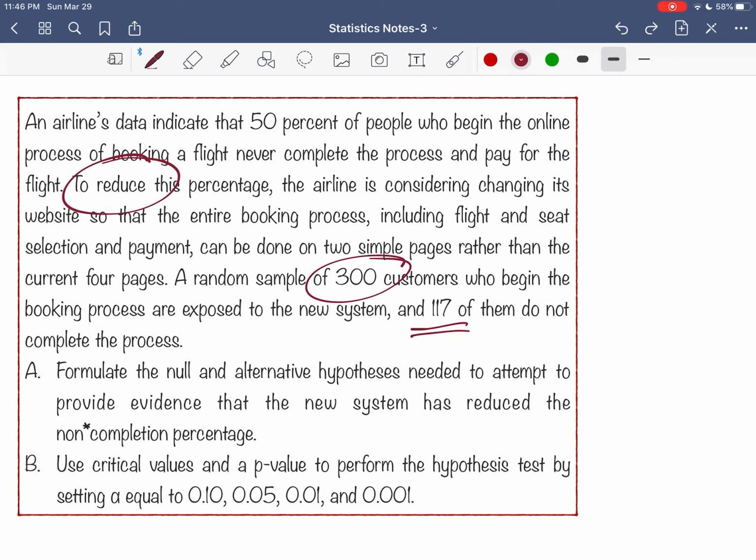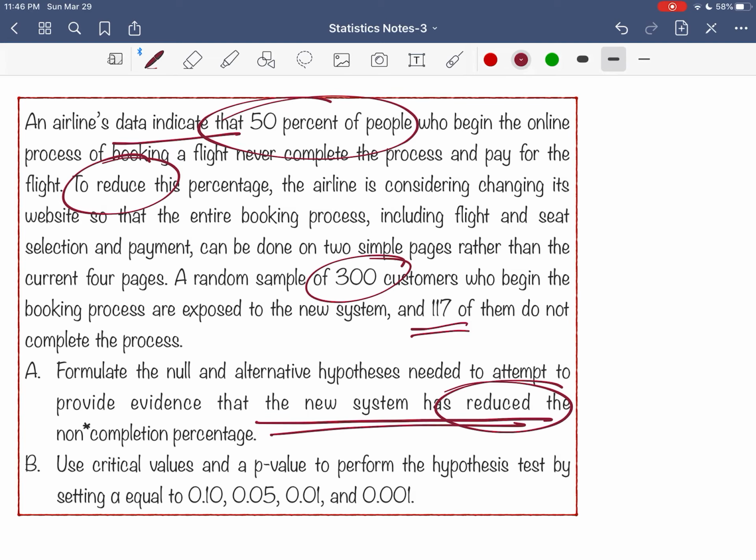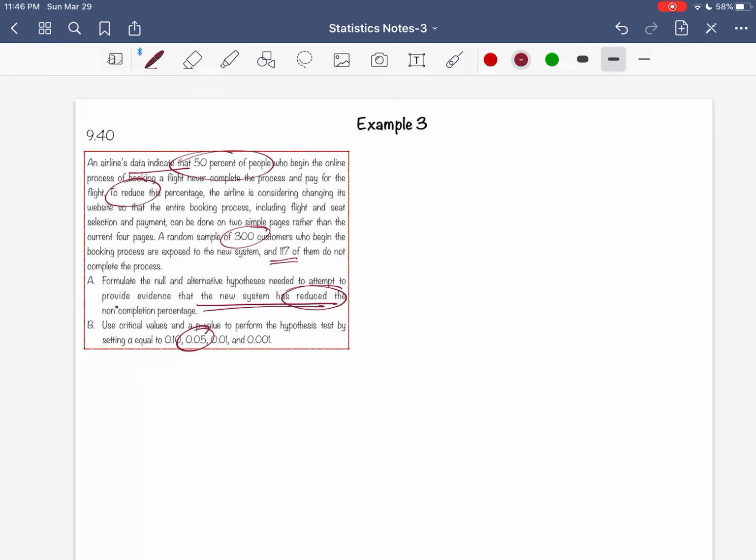And the theory that they want tested is, does the new system reduce the non-completion percentage? Does it reduce that value? Right now, the data indicates that 50% of people do not actually go through with it. And the critical value that needs to be used is alpha equal to 10%, 5%, 1%, or 1/10 of 1%. And so for simplicity's sake, we're just going to use the 5% alpha.